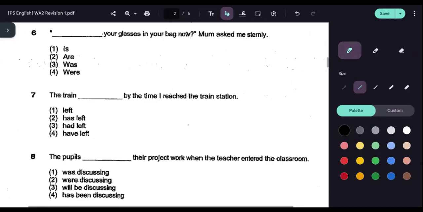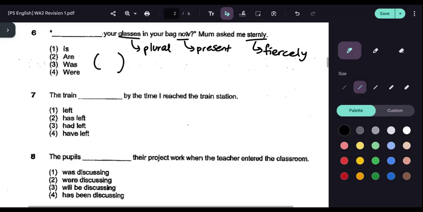Okay, next. Blank your glasses in your bag now. Mom asked me sternly. Sternly means very fiercely. Okay. Blank your glasses in your bag now. Mom asked me sternly. Okay. It will be because glasses is plural, and now is in the present. You will need to use the present plural tense, which will be are. Is for present singular tense. This one you can write it down.